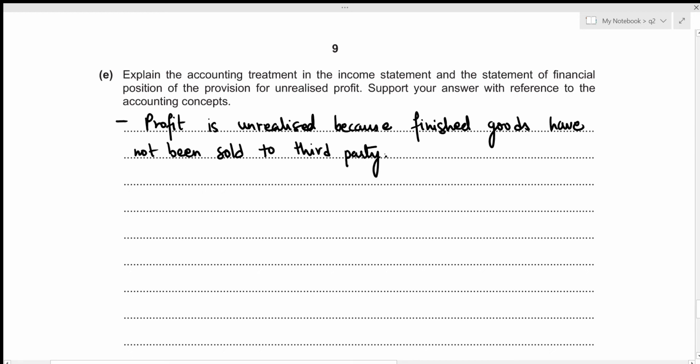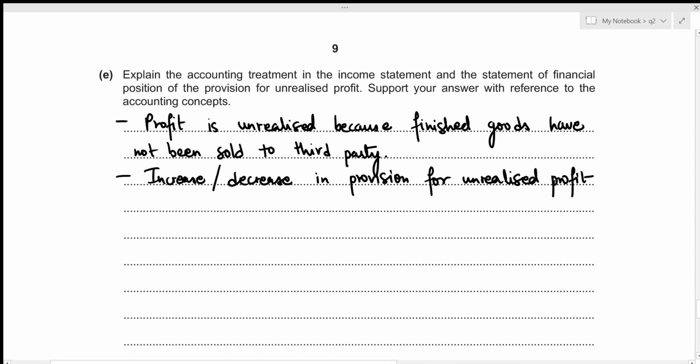and we also know that the increase or decrease in provision for unrealized profit is adjusted in the income statement. Let's write it down as well. Increase or decrease in provision for unrealized profit is adjusted in the income statement.